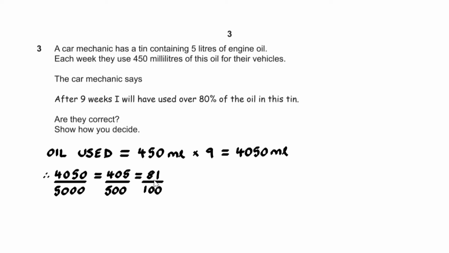So what we end up with is 81 over 100, which as a percentage is 81%. So we have 81%, which is clearly more than the 80%, and therefore what we can conclude, the mechanic is correct.